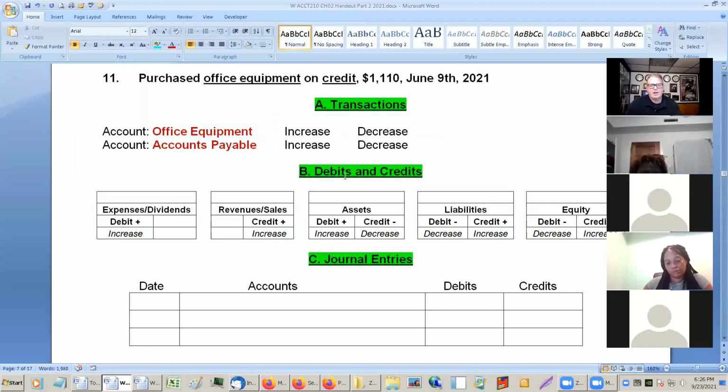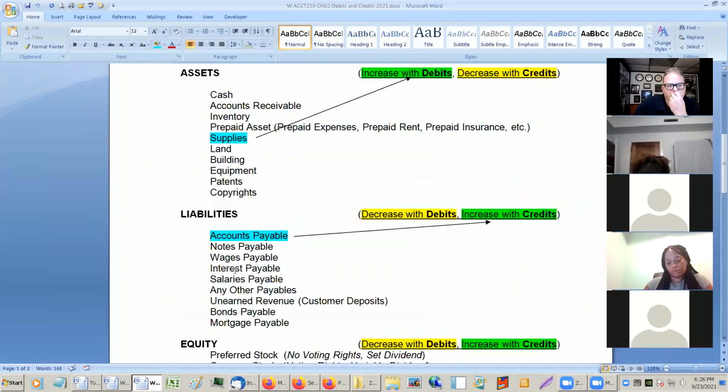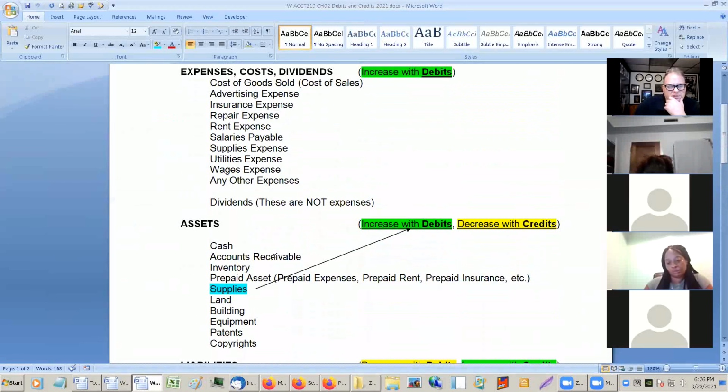Office equipment, is it going up or down? Up. Now for the tricky one. Accounts payable, is it going up or down? Up. Good. I guess it wasn't that tricky. So they're both going up. We have more equipment, but now we owe more money. Okay, what kind of account is office equipment? Assets. Yep.